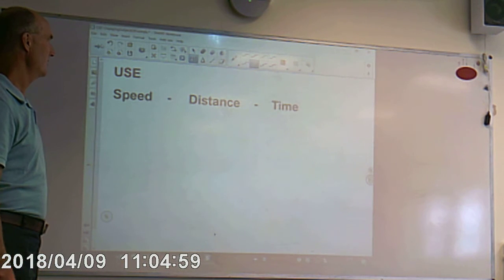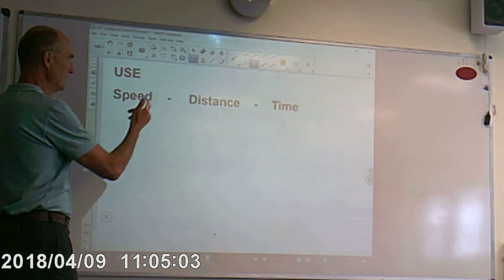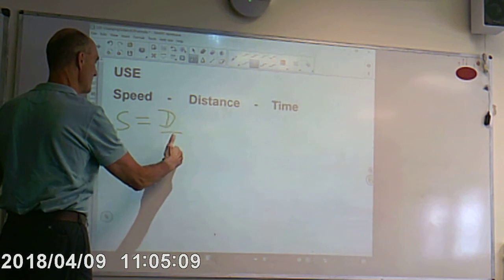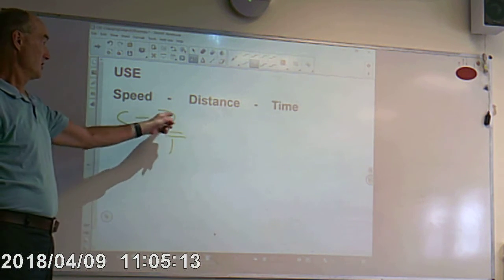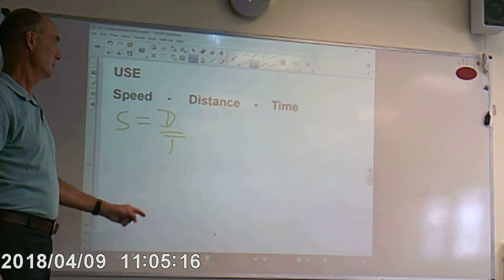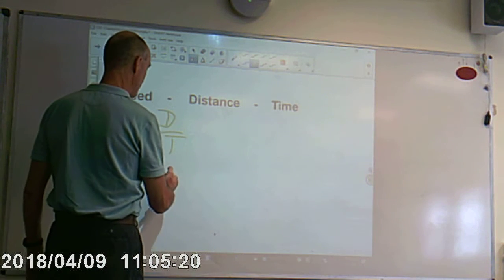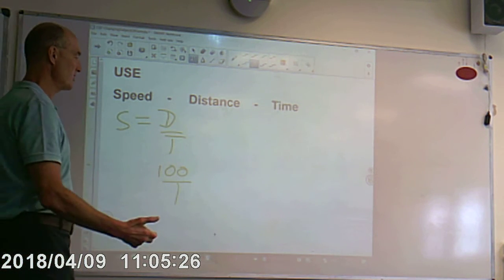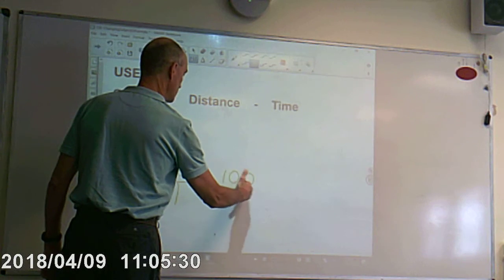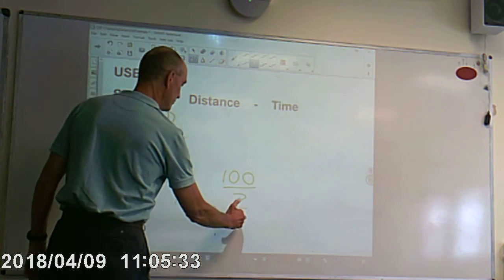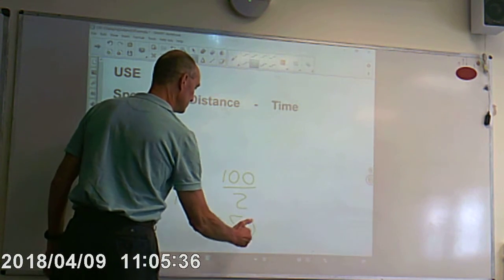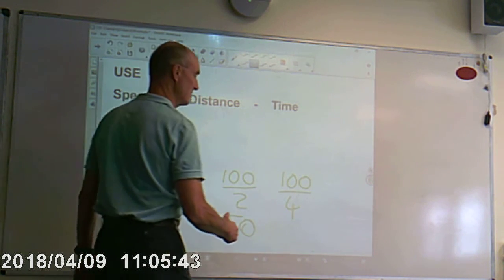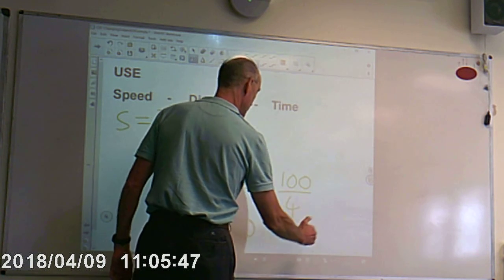Speed equals distance over time. That's something I talked about earlier on. Speed and distance and time, they have a relationship. Speed equals the distance divided by the time. So if you travelled 100 miles in 1 hour, that'd be 100 divided by 1. 100 miles per hour. If you travelled 100 miles in 2 hours, you've travelled 50 miles per hour. If you travelled 100 miles in 4 hours, you've travelled at 25 miles per hour.